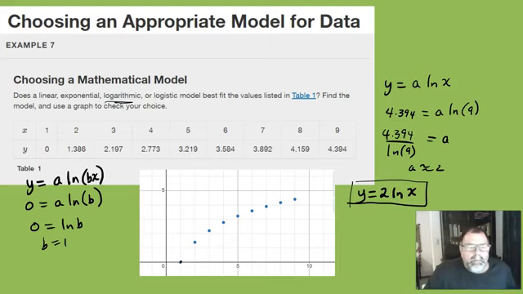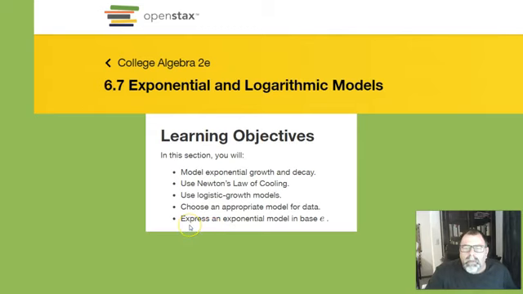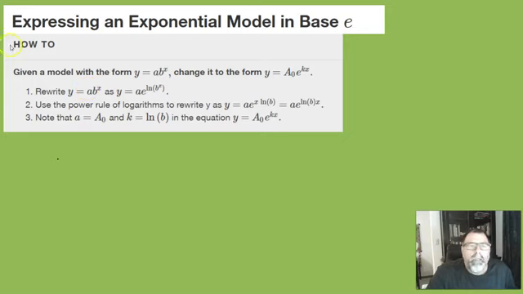So 2 ln, natural log. So that's base e. Okay, let's look at the next problem. And on to our last learning objective: express an exponential model in base e. Given a model of the form y equals a b to the x, change it to the form y equals a sub 0 e to the kx. Rewrite y equals a b to the x as y equals a e to the ln b x. So again, remember here, e and ln are inverses. So those would cancel and we just get b to the x. So you can see that that's the same. So we can use that rule in both directions.